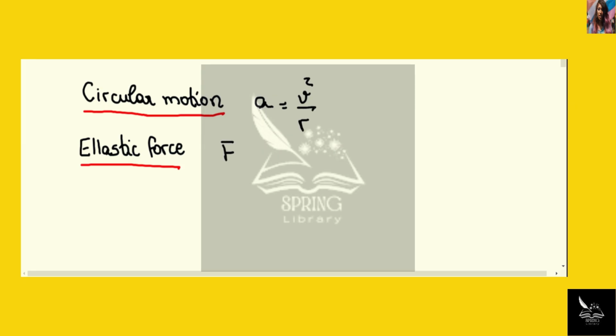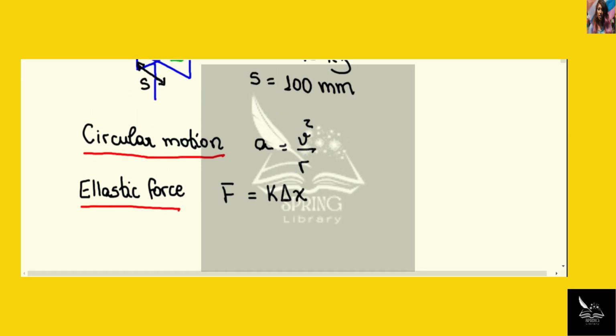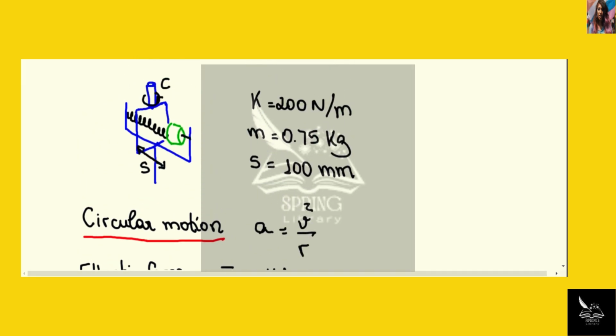Also, we need to remember that the elastic force F has a magnitude that's equal to the stiffness of the spring, k, times the displacement of the spring from its equilibrium position, delta x. And we have to remember also that the force points in the opposite direction as the displacement of the spring. This information is all we need in order to solve our exercise.